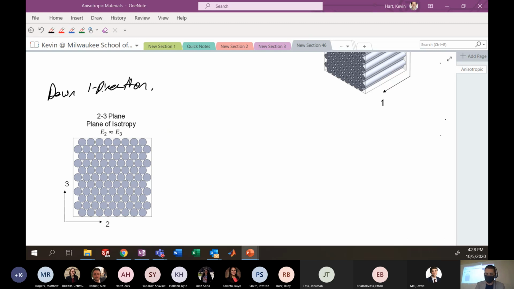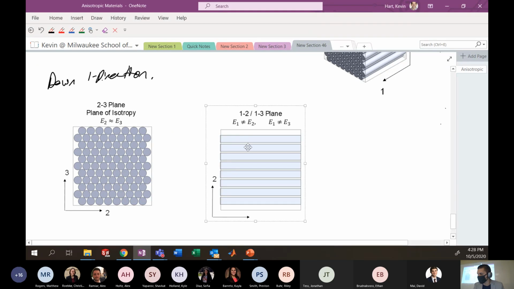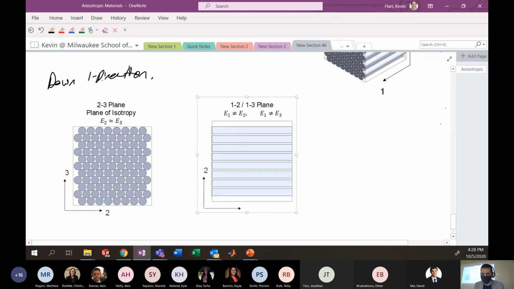But if I look at some of those other planes, like let's say the 1-2 plane or the 1-3 plane, you're not going to quite see the same thing or quite have the same response. Right?